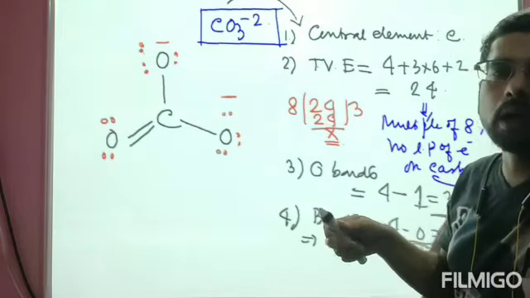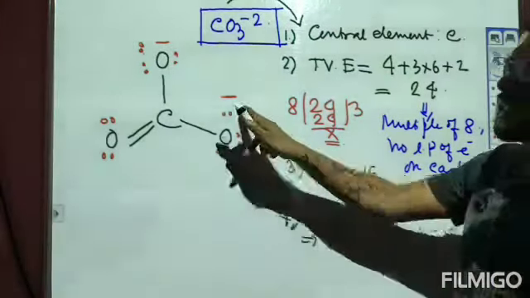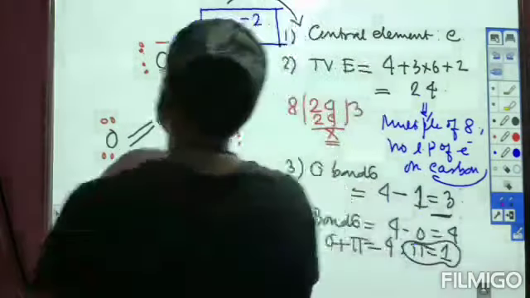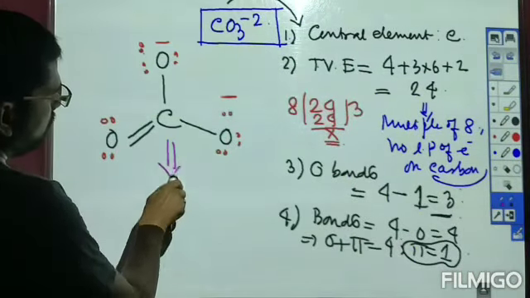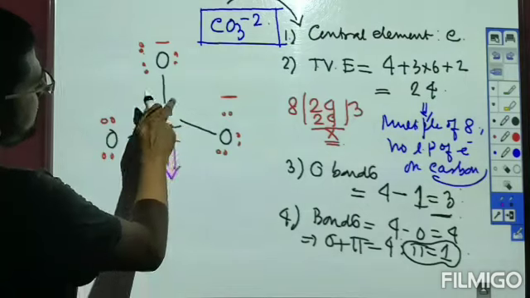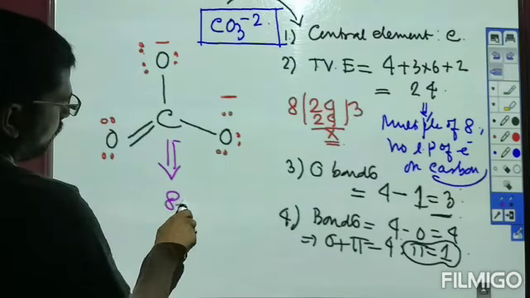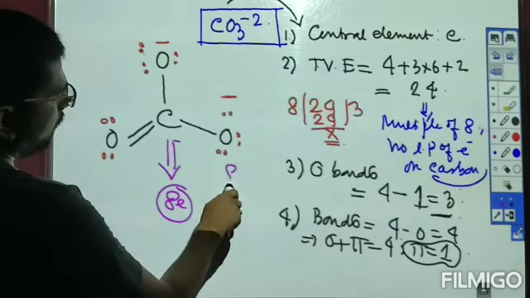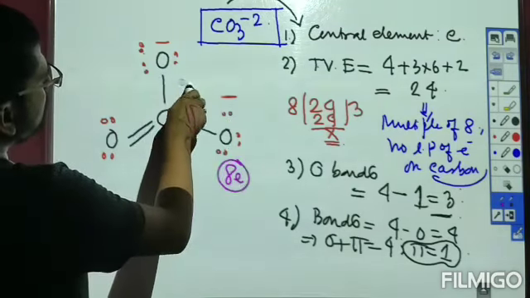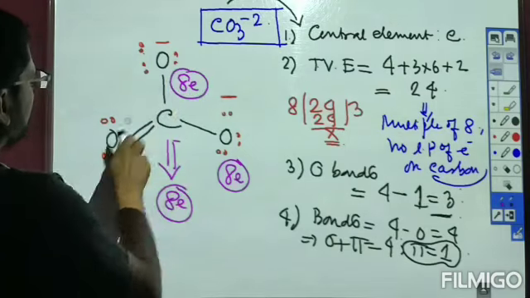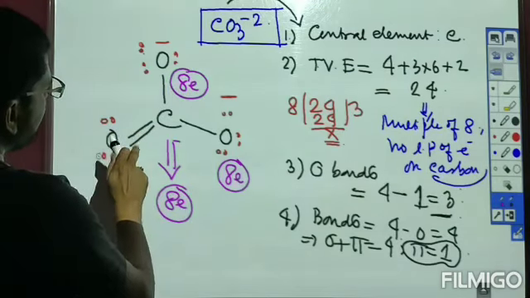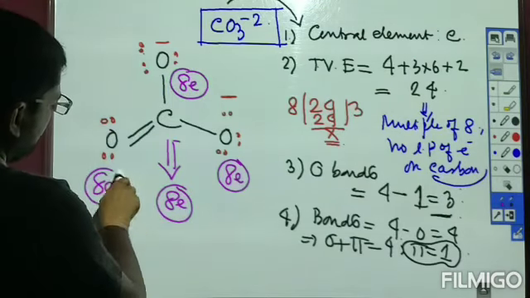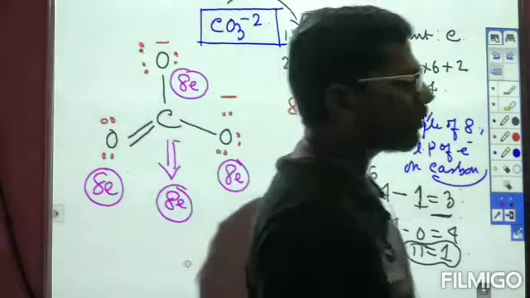After that, check the formal charge and octet. So carbon: 2 4 6 8, 8 electrons fulfill octet. This oxygen 2 4 6 8, fulfills octet. This is also 8. This is 2 4 6 8, 8 electrons, fulfills octet. So this is the base structure for CO3 minus 2.